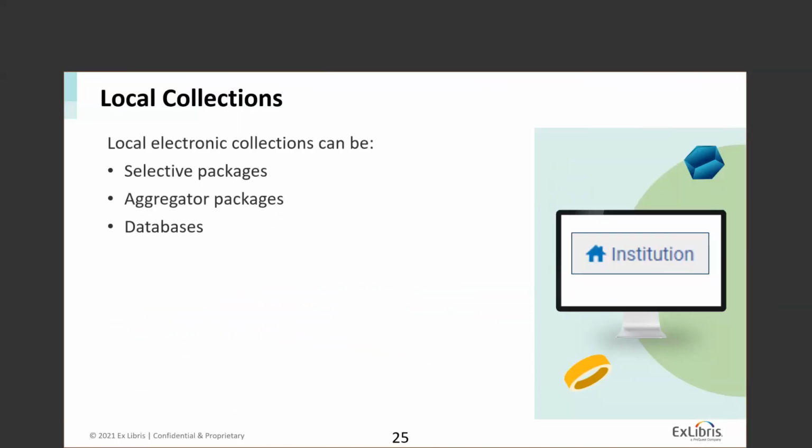You could build a local collection, and when I say local, it means in your institution zone only, not available to anyone else. It's not in a community zone, it's not for sharing. It is just a local electronic collection, with local bibliographic records. It could be a selective package or aggregator package or database, whatever you need to build.